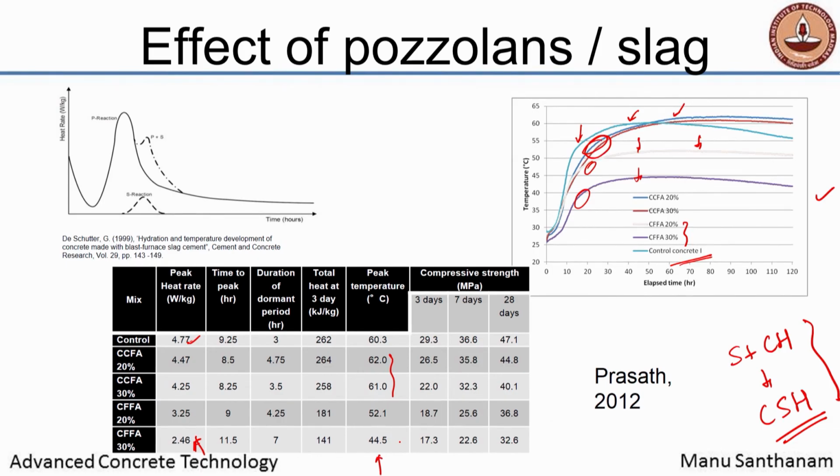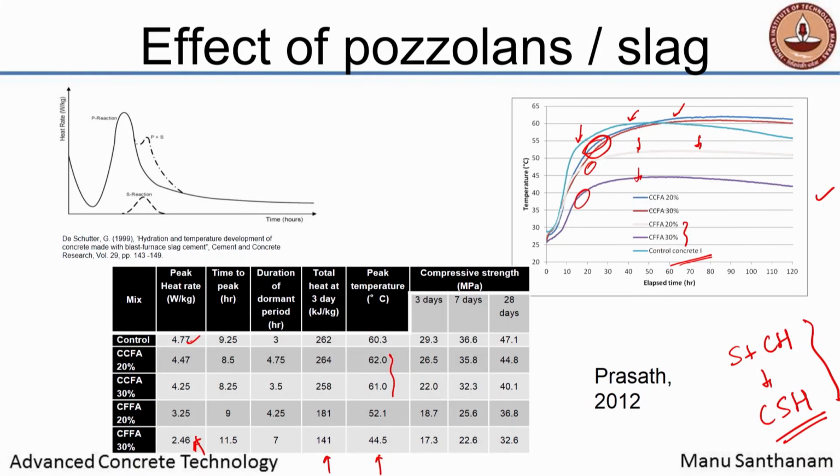Okay. Again, an indication of the slower rate of strength development is directly there from your heat that is totally evolved at 3 days in terms of joules per kilogram or kilojoules per kilogram. You can see that the heat that is totally released with type F fly ash at 30% is just a little bit greater than the half of the control concrete. Okay. So, again the advantages of using 20 to 30% replacement of cement by fly ash can be directly seen by this adiabatic calorimetry result.